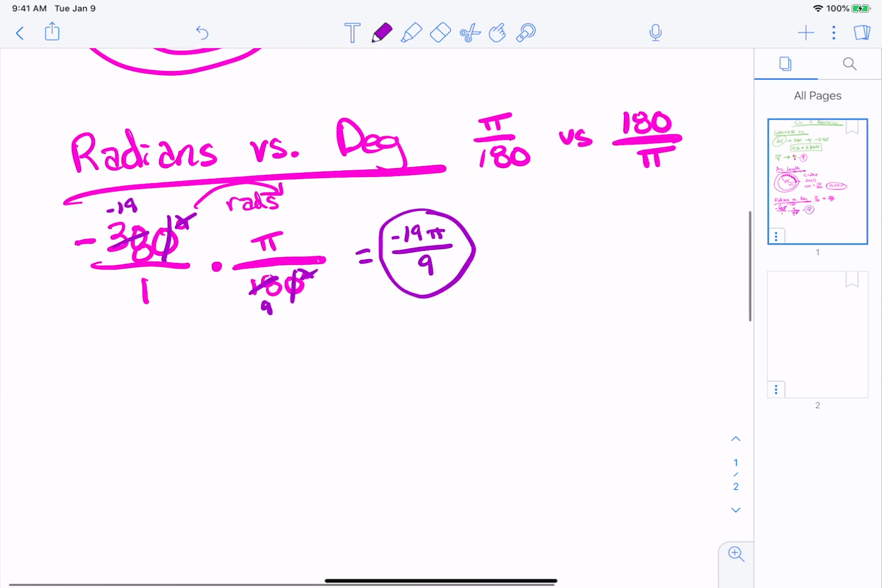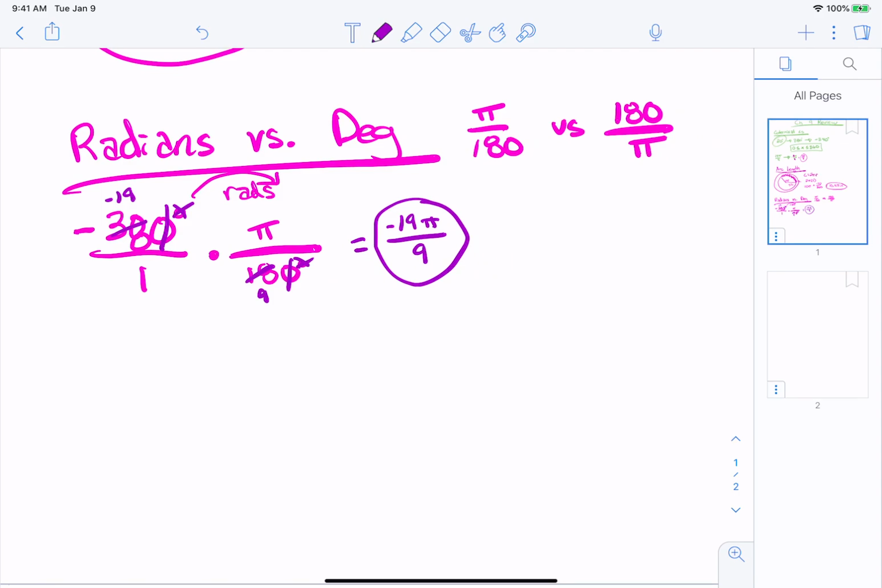Okay, now if we're going to degrees, let's say I have 17 pi over 6, and I want to convert that to degrees. Now what do you multiply by?